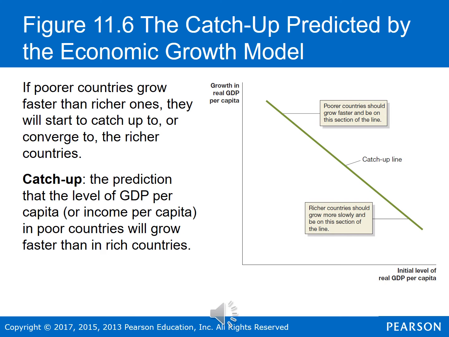So if we look at the graph on the right, we have the growth in real GDP per capita and the initial level of real GDP per capita. Because rich countries have a very high initial level of real GDP per capita, we expect them to have very little growth. They're much lower growth because of this inverse relationship between the two. Likewise, poorer countries that start out with a much lower level of real GDP per capita should experience a much higher growth rate in real GDP per capita.